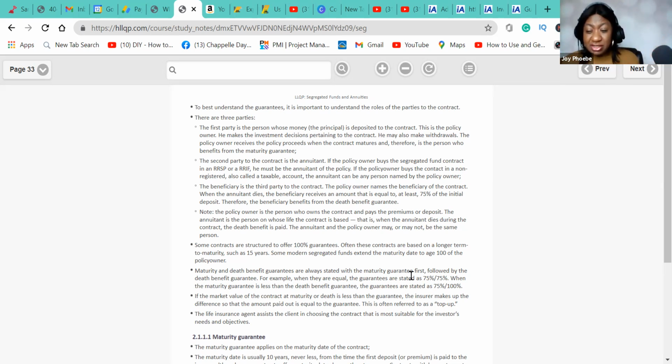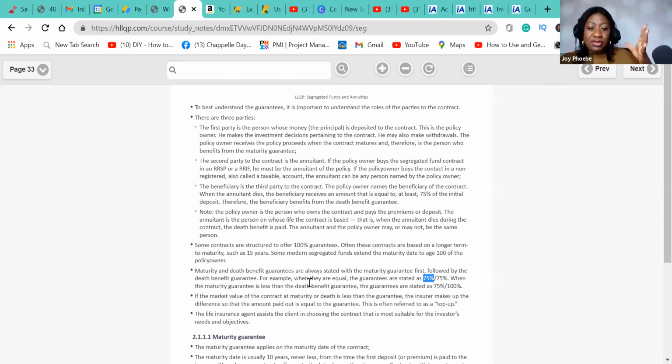Now, that is not in any textbook. I'm just saying this so that you use that lens to give yourself the understanding that the maturity guarantee is the first one, and the death benefit guarantee is the second one. Okay, if you know what I mean. I'm trying to make this as fun as possible because it can be boring sitting down listening to one person talking. So this is telling us that the first one is maturity guarantee, then the second one is death benefit guarantee. So if you see 75-75, you know that the first 75 is your maturity guarantee and the second 75 is your death benefit.